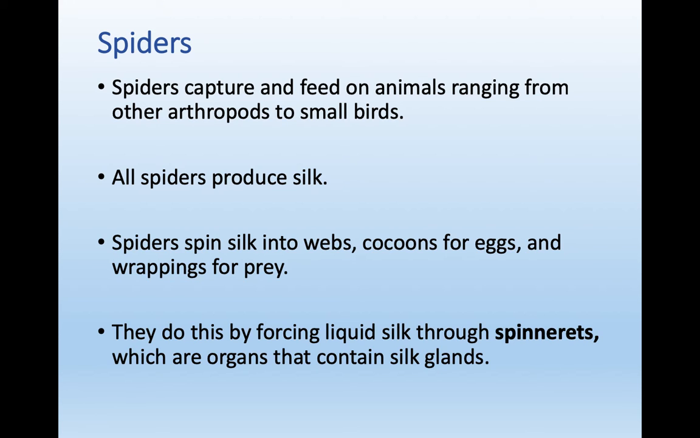Now the way that spiders produce silk is they force a liquid substance through organs called spinnerets, and these spinnerets have silk glands that produce this liquid silk. Then that silk comes out in strands and eventually dries and becomes more like the typical spider silk that we're used to seeing. It does start out as a liquid form and then eventually becomes the typical webbing.